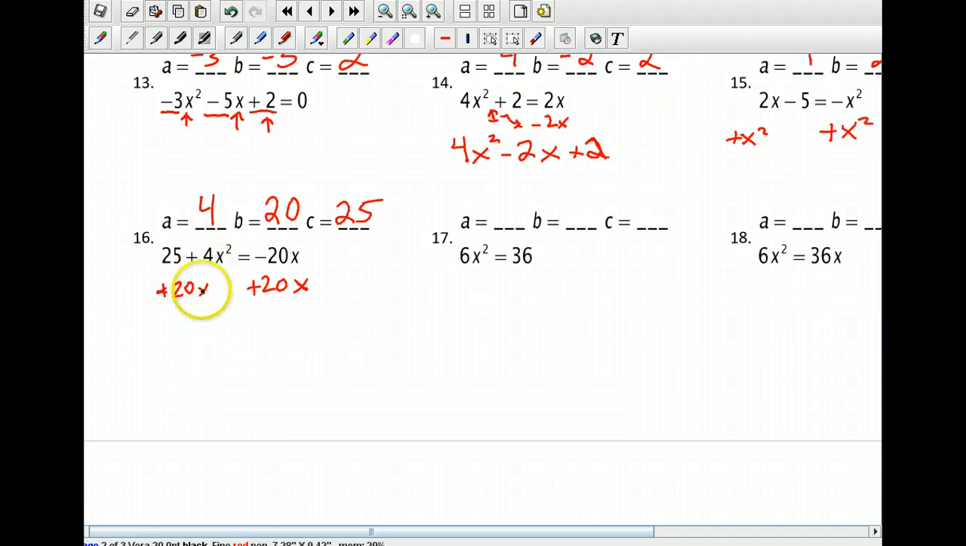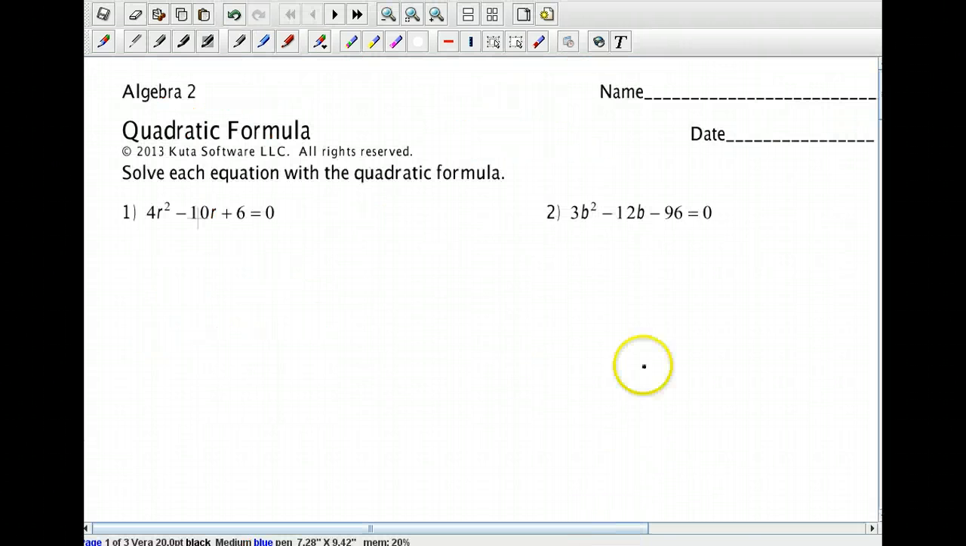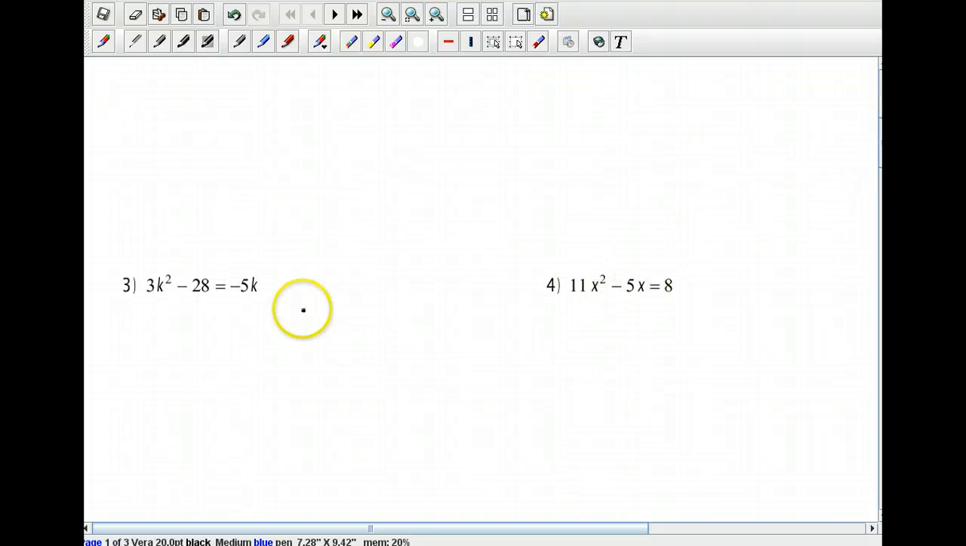And notice how we have to rearrange this a little bit. The x squared part needs to be in the front. So we use a little commutative property from top to bottom. This will be the case on your homework as well. So 1 and 2 on your homework are already equal to 0. After that, not equal to 0, so you have to do this step first before starting the quadratic formula.